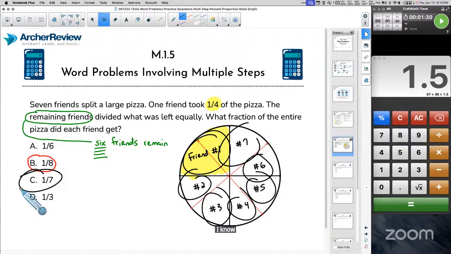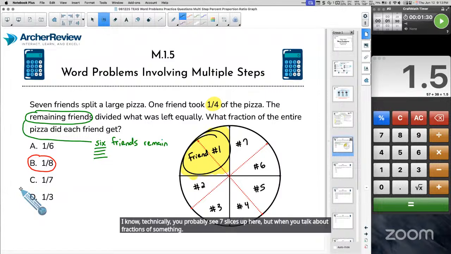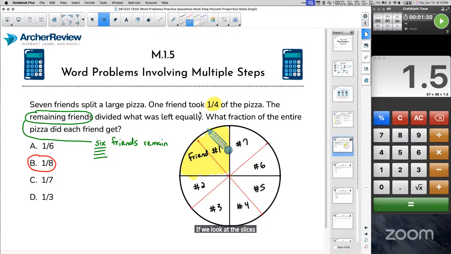I know technically you probably see 7 slices up here, but when you talk about fractions of something, these fractions have to be equally sized. So if we look back at the slices, this is going to be 1, 2, 3, 4. Y'all see where I'm going with this?